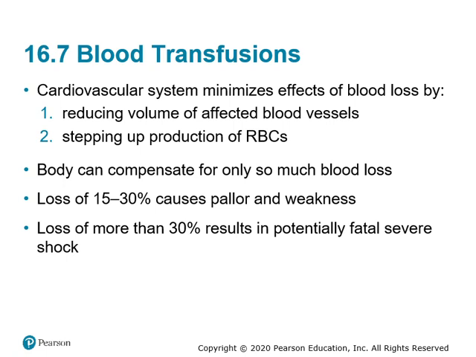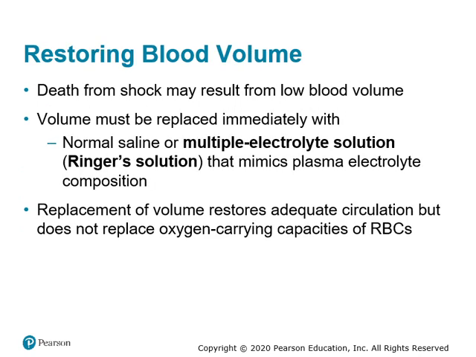Next, we're going to be looking at blood transfusions and blood typing. So when it comes to blood transfusions, the cardiovascular system minimizes the effects of blood loss by reducing volume of affected blood vessels, stepping up production of red blood cells, but it can only compensate for so much blood loss. Loss of more than 30% of your blood will result in potentially fatal severe shock.